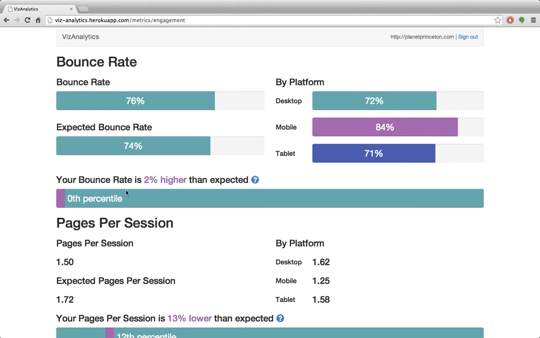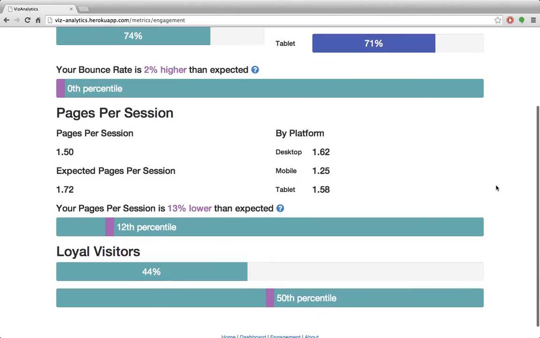So down here, you see that the bounce rate for Planet Princeton is 2% higher than we would have expected, which is not exactly what you want, and that means that the design of their page is not optimal for getting users to engage with the page. Over here you can see the bounce rate by platform, which illustrates whether or not they need to work on the responsiveness of the design of their website for different platforms and different sizes of screen.